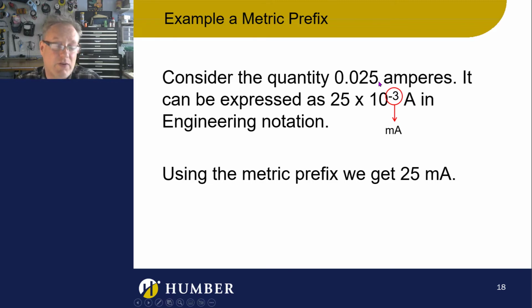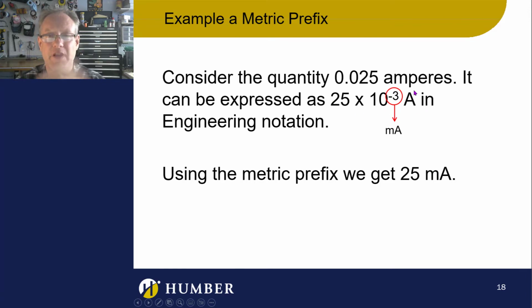But if that's what your calculator says, and you're calculating amps, then that's actually 25 milliamps. So your calculator should say 25 times 10 to the minus 3, or 25E minus 3. All calculators are a little bit different. But if it's giving you engineering notation, it'll say something to the minus 3, and you know that's going to be milli. So as opposed to writing 25 times 10 to the minus 3 amps, just write 25 milliamps. I've had some students who actually write 25 times 10 to the minus 3 milliamps.